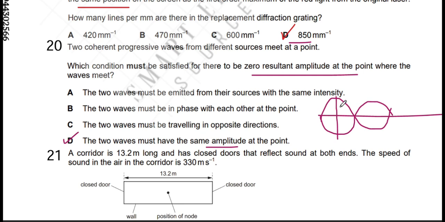Like if this is 4 millimeters, and this is also 4 millimeters, they will cross over to give 0. So the two waves must have the same amplitude. Just having an opposite direction, or a different phase, will not work on its own; they must have the same amplitude. This is the most important part. Together with that, a 180-degree phase difference is also needed, but still the most important part is the same amplitude.